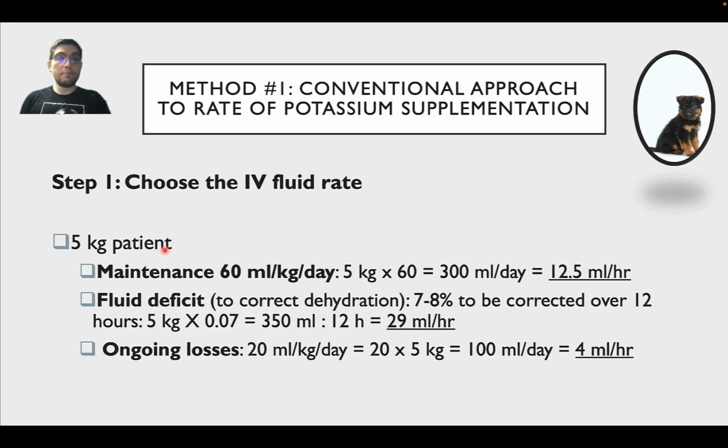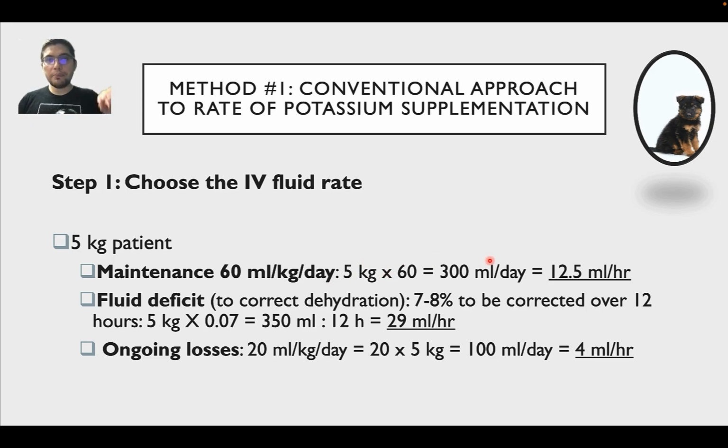Specifically for a 5 kilogram patient that was dehydrated on presentation and is not eating. So first, maintenance. We're going to use this formula, 60 ml per kg per day. You may use other formulas, but for the sake of this lesson, we're going to just do the simple math. So our maintenance would be based on that. We have a 5 kilogram dog times 60 ml per kg per day.